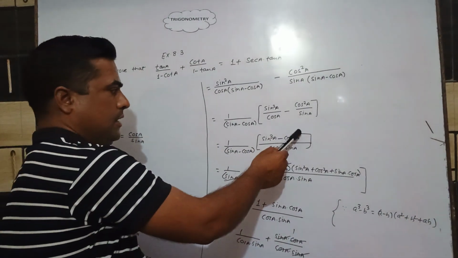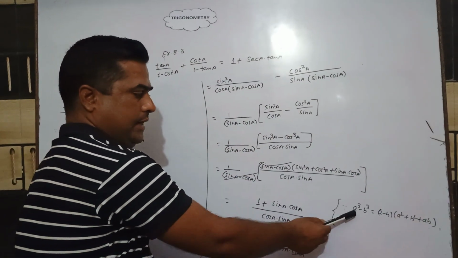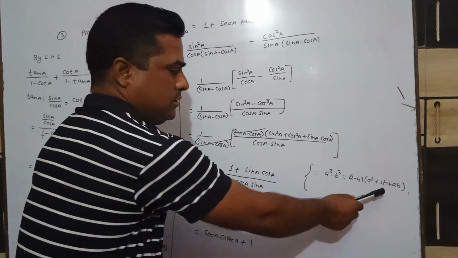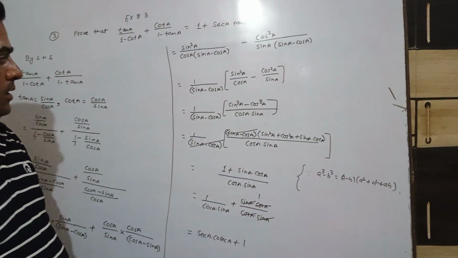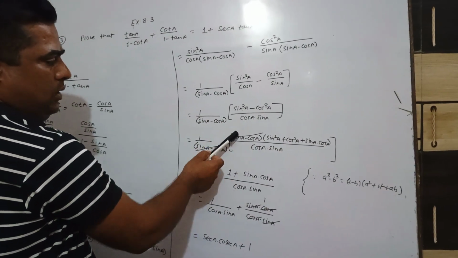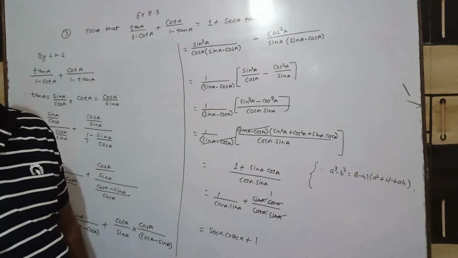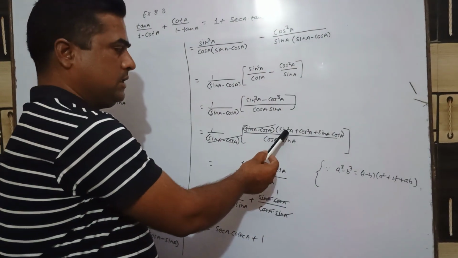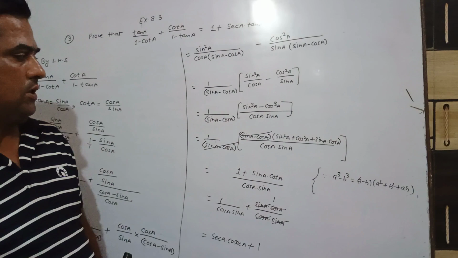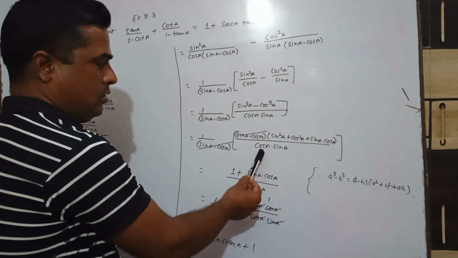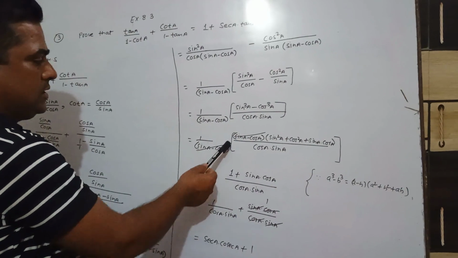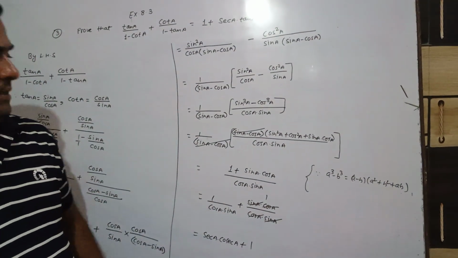Students, you know identity of A cube minus B cube. So identity of A cube minus B cube is A minus B, A square plus B square plus AB. So we will use here this identity. This is your A, this is your B. A minus B means sin A minus cos A. In second bracket, sin square A plus cos square A plus sin A into cos A. In the denominator, cos A into sin A. Now these two terms are same. Sin A minus cos A, sin A minus cos A is cancelled out.